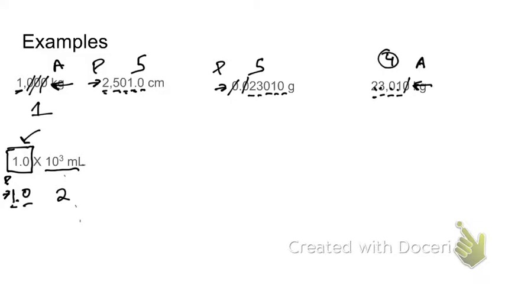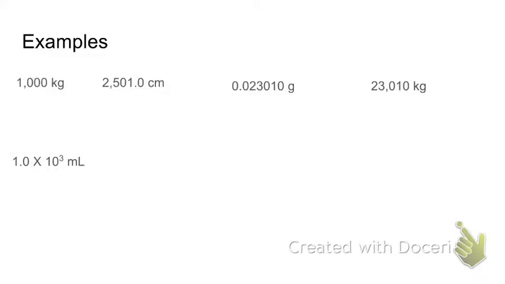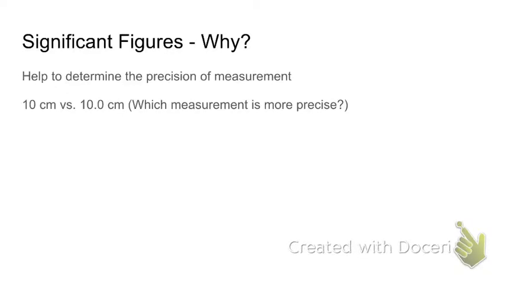All right. Why is this important? Significant figures are important because they help determine the precision of a measurement. Let me give you an example.